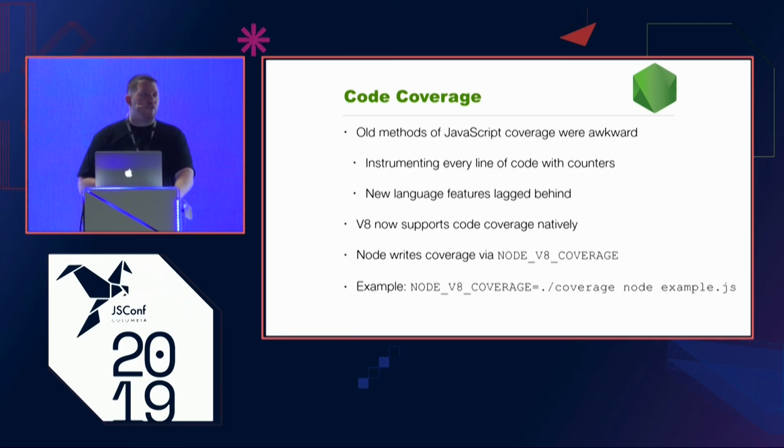V8 now does that for you natively, and then Node can also piggyback off that with the NODE_V8_COVERAGE environment variable. That will actually be the name of a directory where you want to write coverage information. Now, the coverage information that comes out of V8 is a JSON format that you're not really going to understand if you look at it yourself.